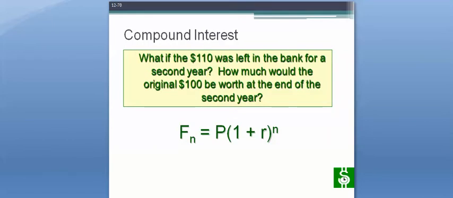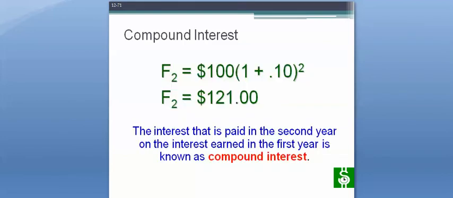What if the $110 was left in the bank for a second year? How much would the original $100 be worth at the end of the second year? Well, we've got $100 as our present value, and we'll multiply that by 1 plus our 10% required return. And this time it'll be to the second power for 2 compounding periods. The interest that is paid in the second year on the interest that we earned in the first year is known as compound interest.